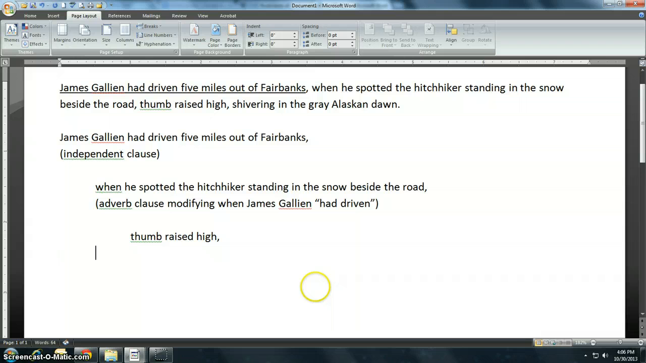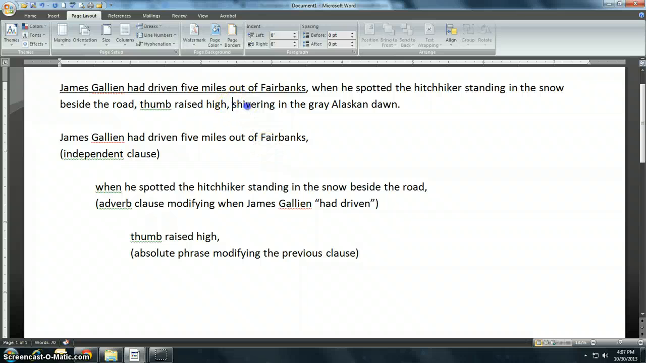Thumb raised high. I'm going to identify that. That's one of those absolute phrases because it's missing a linking verb to make it into a complete thought. Absolute phrase. And absolute phrases modify the entire clause. So it's modifying the previous clause; I'm not going to copy all that down. So remember, absolute phrases modify the entire clause they're attached to. He spotted the hitchhiker standing in the snow beside the road, thumb raised high. It's modifying all of that.